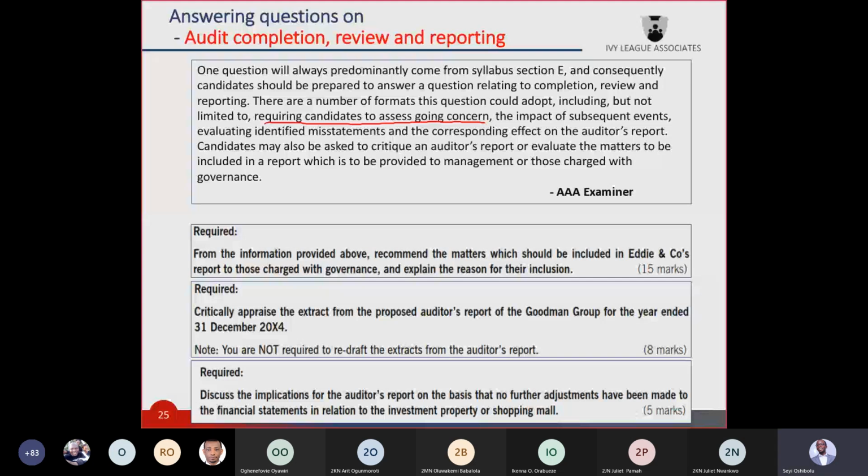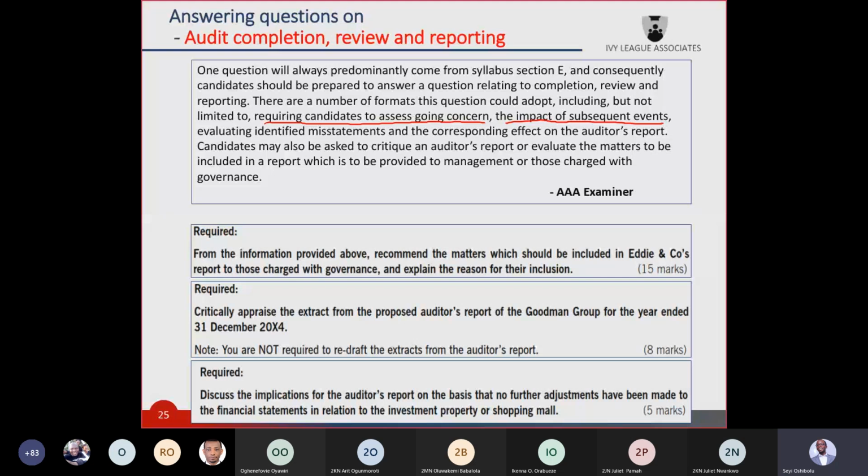Okay? Two, impact of subsequent events. They may give you a scenario. In that scenario, there may be issues related to adjusting or non-adjusting events that they will want you to decide, and even state the procedures the auditor will carry out related to that. If you remember your notes on subsequent events, there are 3 levels. Events occurring and discovered before the audit report is signed. Events discovered after the audit report is signed but before it is issued. Events discovered after the financial statement and audit report have been issued.